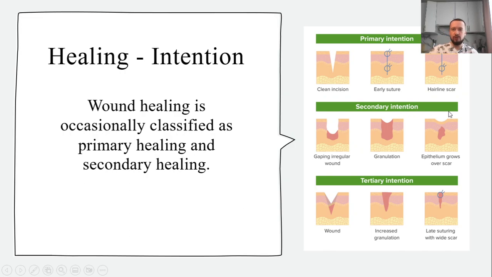When we talk about secondary intention, we talk about a deep, grabbing, irregular wound. We see that in all the tissue we have granulation. And after granulation finishes, we will have epithelium growth over the scar.